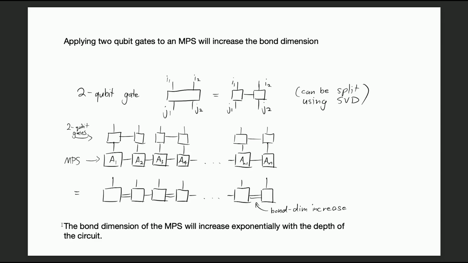But fortunately, there are some tricks to overcome this. Namely, we can reduce the bond dimension of your state by compressing it. And I'm going to talk about how we can compress tensor networks next. Yes?